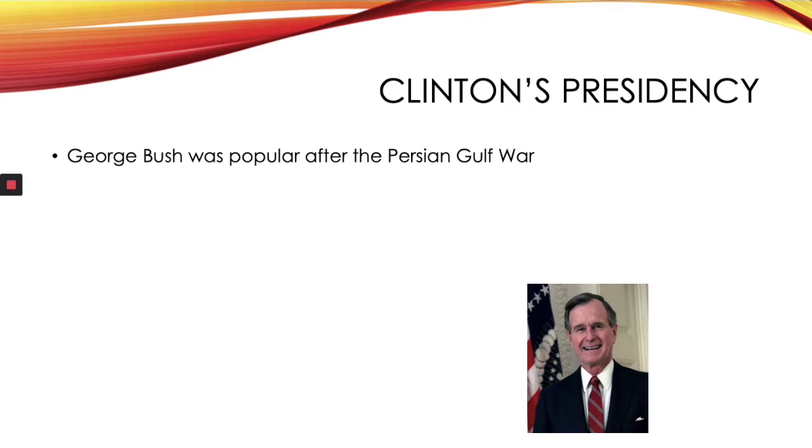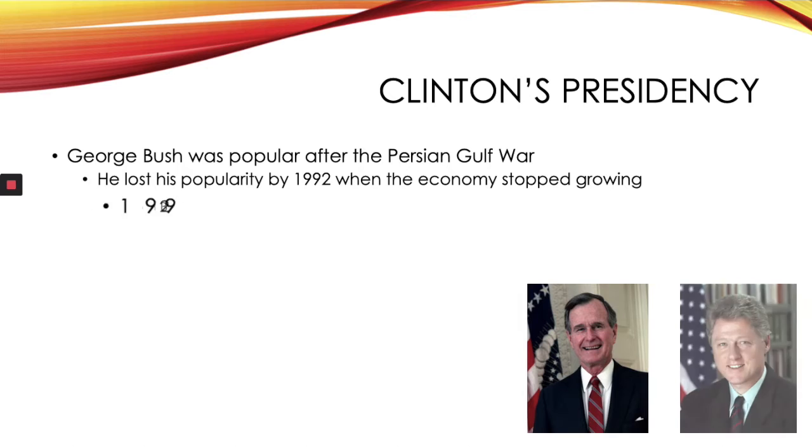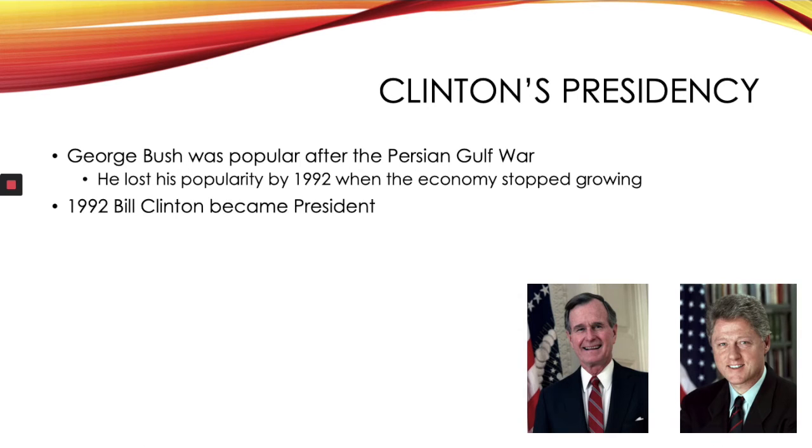George Bush was president after Reagan. He was pretty popular after the Persian Gulf War. However, towards the end of that 4-year term, his popularity decreased. The economy stopped growing. Also, he had promised the American people he would not give any new taxes, and he broke that promise and put a new tax into place. So in 1992, after Bush had just one 4-year term, Clinton becomes president.